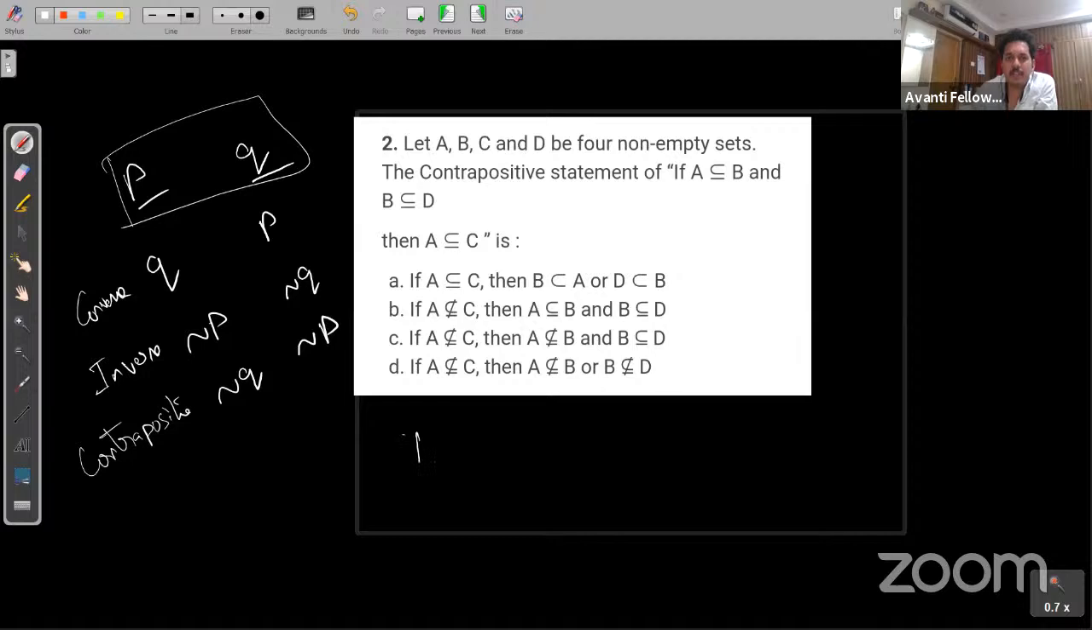Negation of the second statement means what it is? If A is not subset of C, right? Negation of the second statement. And then negation of the first statement, it is A subset of B and B subset of D. So it is A is not subset of B, and will become OR, B is not subset of D, right? So this is your answer. Which option it is? Option D, I think so, right? Yeah, that is your answer.